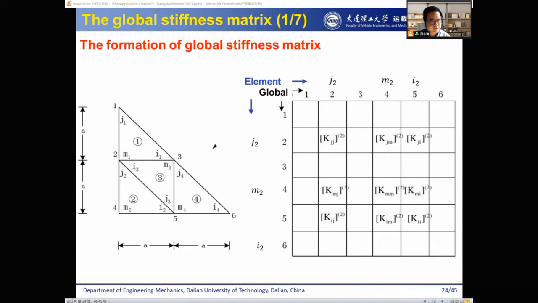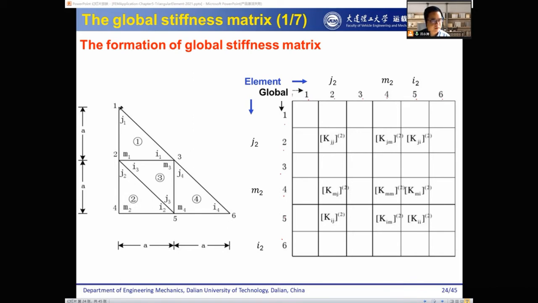And for the global stiffness matrix, we check how many nodes we have. So we have nodes 1, 2, 3, 4, 5, 6. So this is our global stiffness matrix, the big global stiffness matrix.